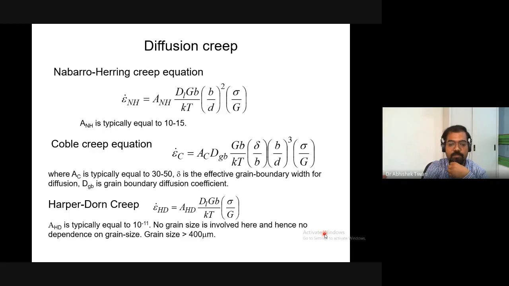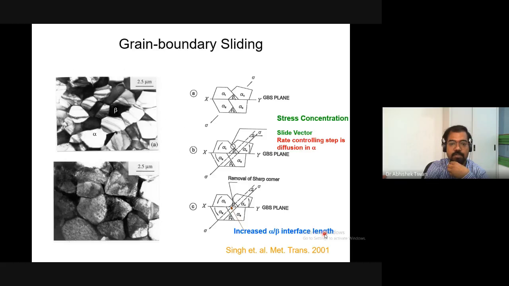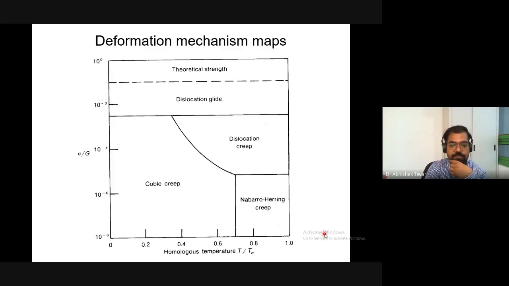Again, this is a little bit of detail on Coble creep and Nabarro-Herring creep, which we will not discuss much. And the grain boundary sliding we have already discussed before. This is again in comparison to homologous temperature and stress. You can plot the regions. So at which ratio of temperature versus melting point, that is, at which value of homologous temperature and which value of stress, which kind of mechanism is predominant can be described by such a diagram, which is called a deformation mechanism map for creep.